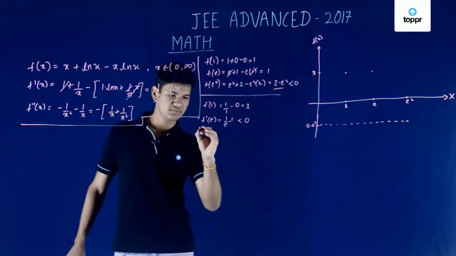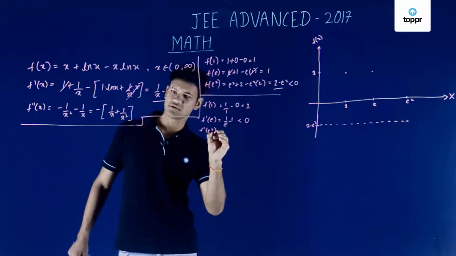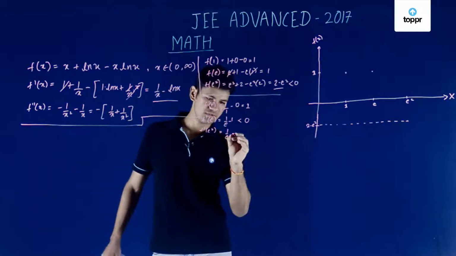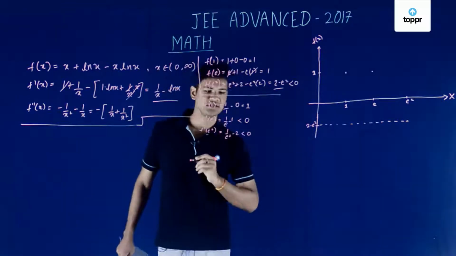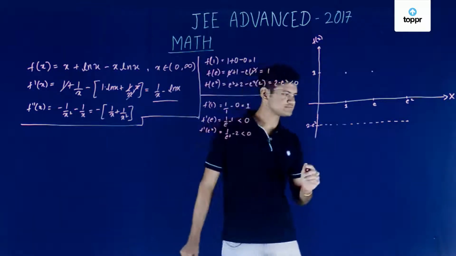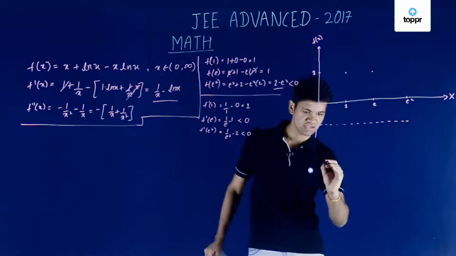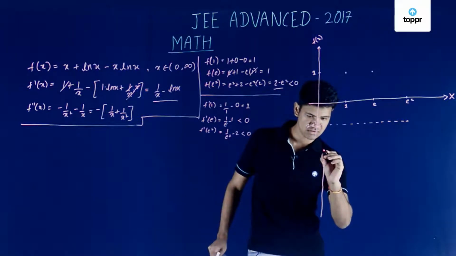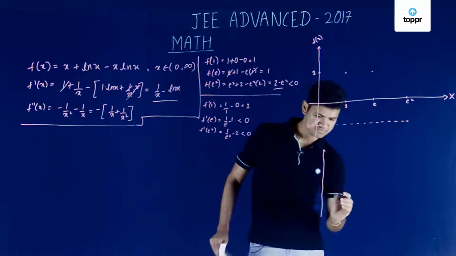And f dash e square is 1 upon e square minus 2, which then again is less than 0. Now let us draw the graph of f dash x. Let us analyze the graph of f dash x and its roots.